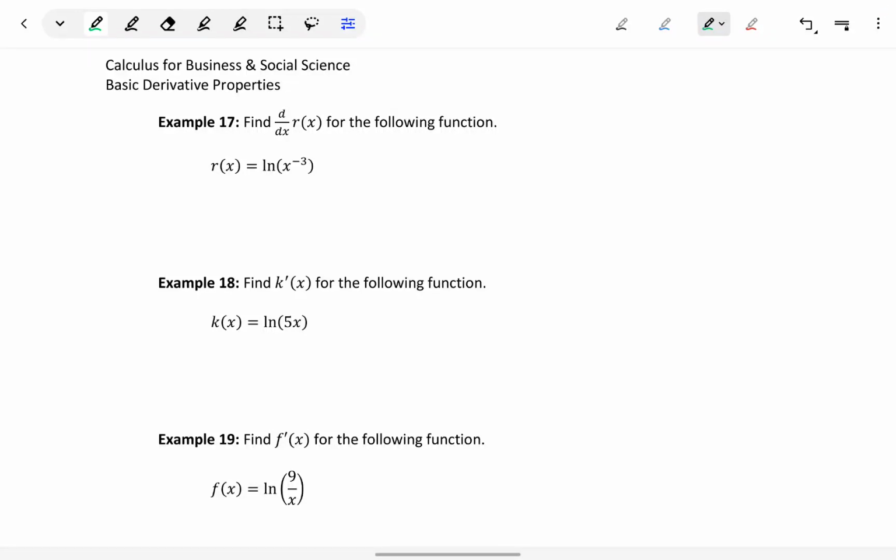In the next three examples, we'll make use of some algebraic properties of log functions to rewrite the given expression so that we can apply the rules that we've established so far.